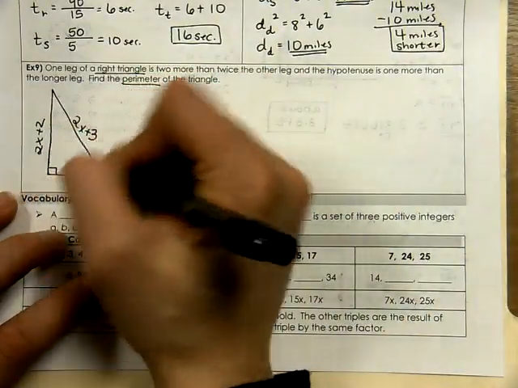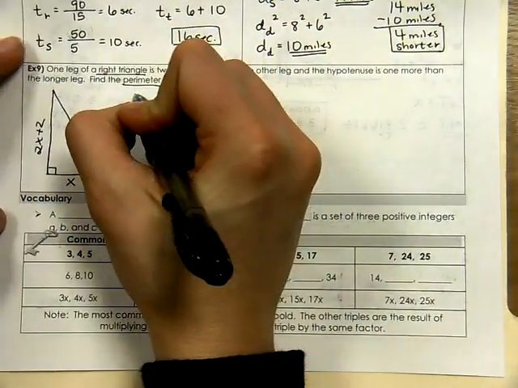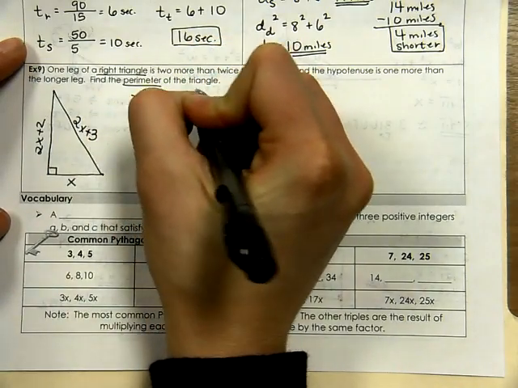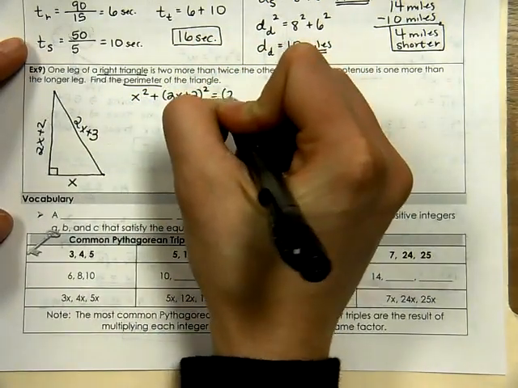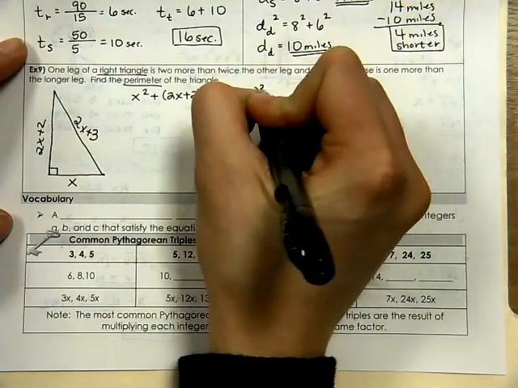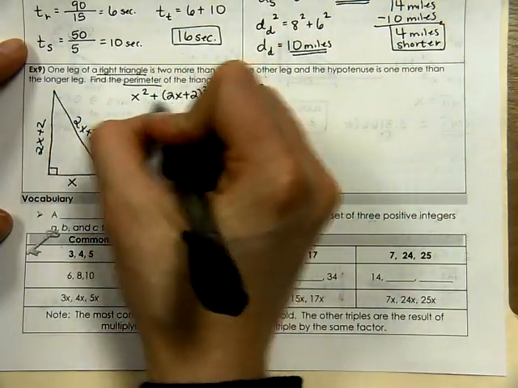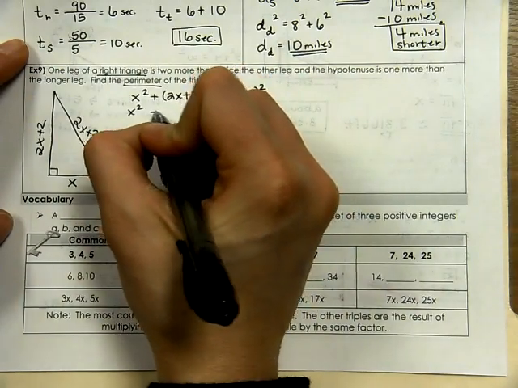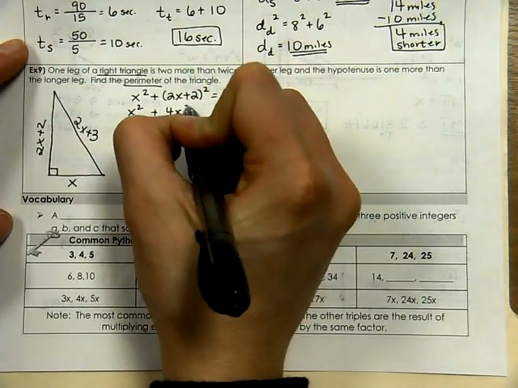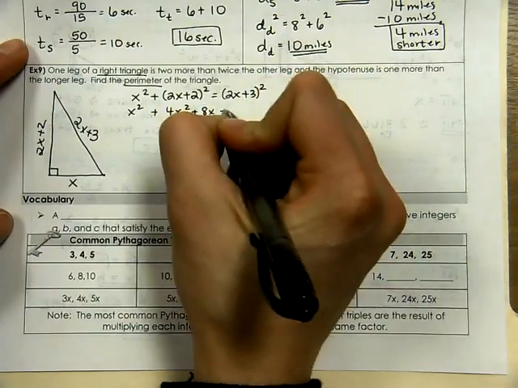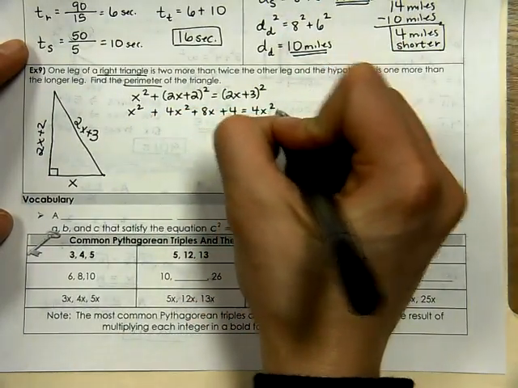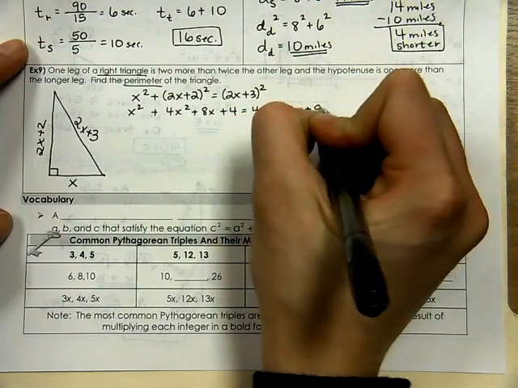Well, I have a right triangle. I've got to find out what x is. So I can do x squared plus (2x plus 2) squared is equal to the hypotenuse squared. So I have x squared. I know that I need to expand this, and when I do that, that'll be 4x squared plus 8x plus 4 equals, and the right-hand side, 4x squared plus 12x plus 9.